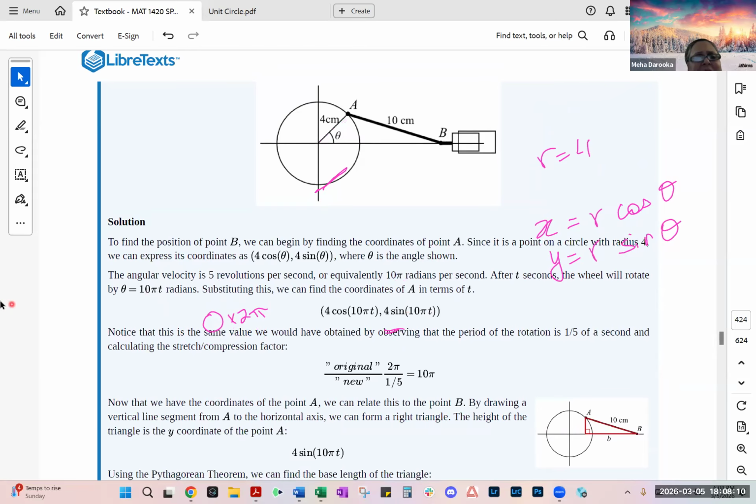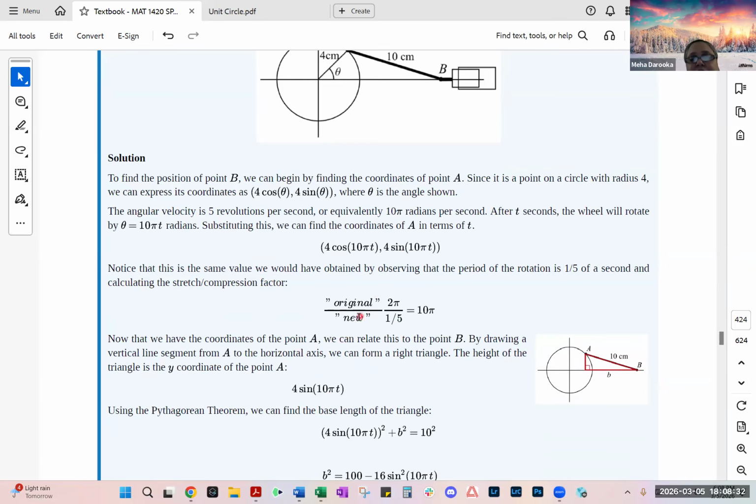Okay, so now they are saying that the same value we would have obtained if you looked at the period of the rotation. So we know the period of the rotation is 1/5 of a second, right? Because if 5 revolutions happen in 1 second, then we can of course say the period is 1/5 of that.